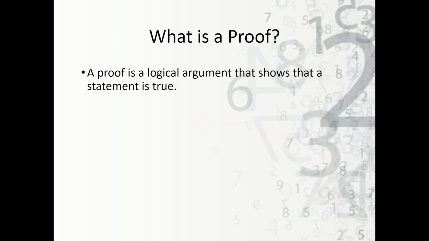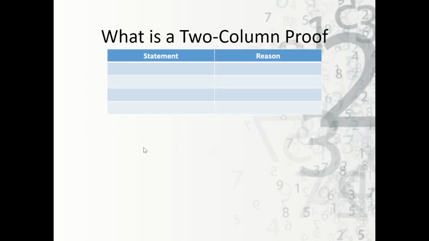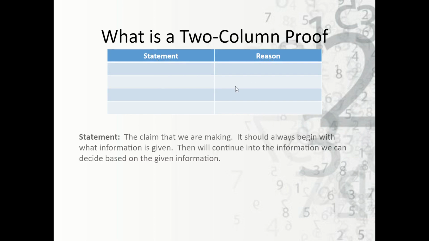Now, what is a proof? A proof is a logical argument that shows that a statement is true. So you'll be given a statement, and you will have to decide if that statement is true or not. And if it's true, you have to be able to prove that the statement is true. And to do this, we'll be using a 2-column proof. So on the left side, we have our statement, and on the right side, we have our reasons.